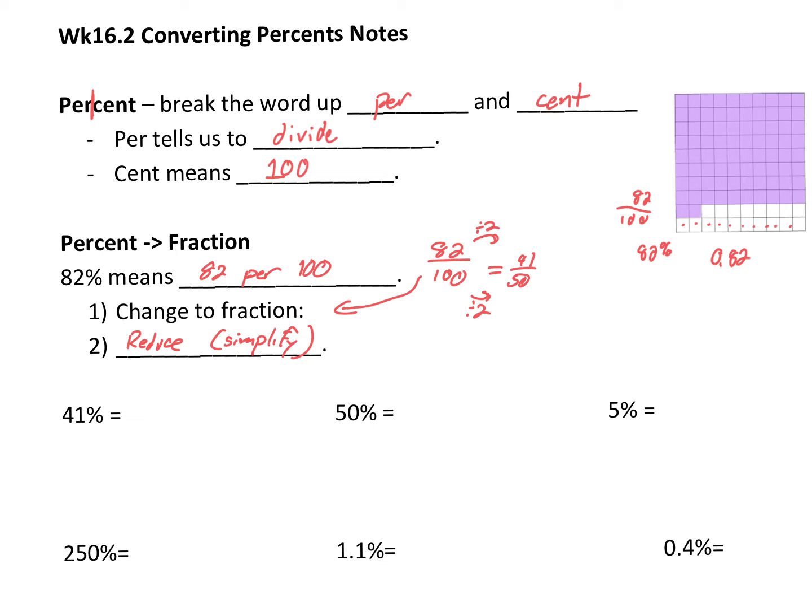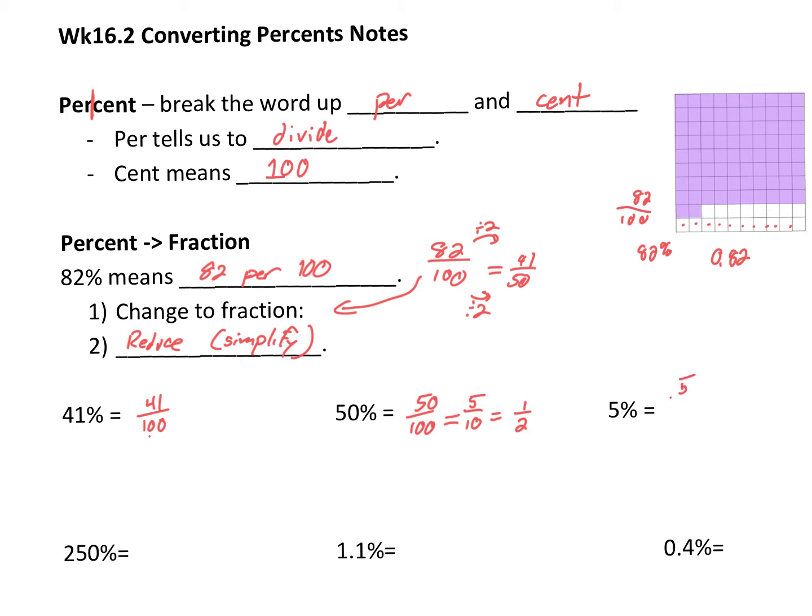Okay, so 41%, let's do some examples. 41 per 100. We said 41 was prime, so its only factors are 1 and 41, and 41 does not go into 100, so that's simplified. 50%, 50 per 100. This is one you should know. They both end with a 0, so we can change that to 5/10. We can divide them both by 5 though. 1/2. 50% is the same as a half.